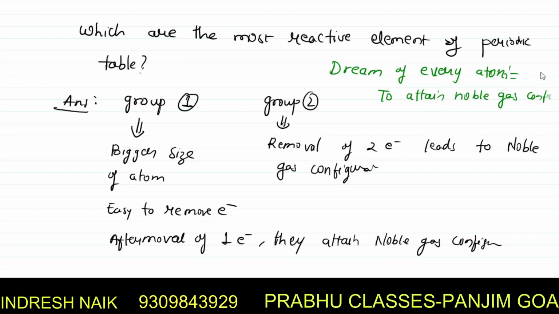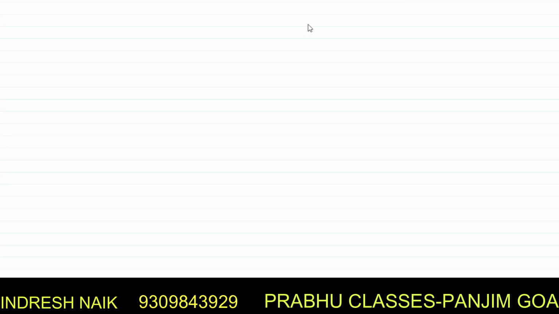So group 1 elements are the most reactive. So let's react with those elements only. Among those, we will react sodium. We'll do the reactions of alcohol. If there is an alcohol, the first reaction is the reaction with metals.